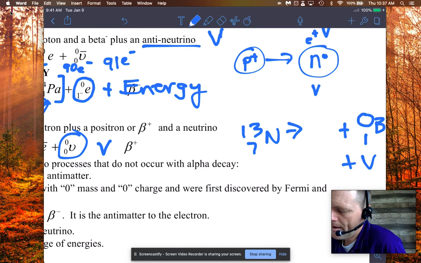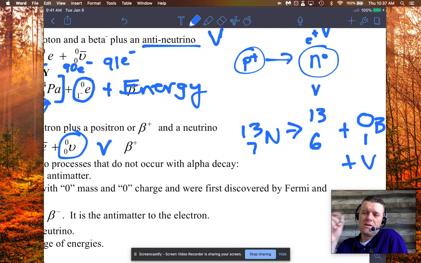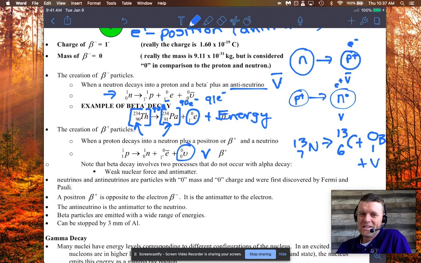But anyway, then you look at the numbers. Well, something plus 1 has to equal 7. So the only thing that will work is a 6. And then you look at the top numbers. Well, if I have a 0 here, then I still need a 13. So then you've identified the nucleon number and the proton number for your daughter element. And if you don't remember, you can look it up on the periodic table, but 6 is carbon. So we just made carbon 13. Okay, if nitrogen 13 undergoes beta positive decay, you make carbon 13. So that is beta positive.